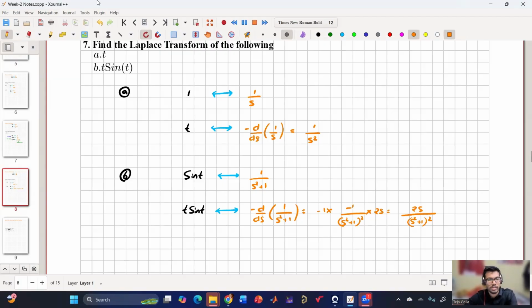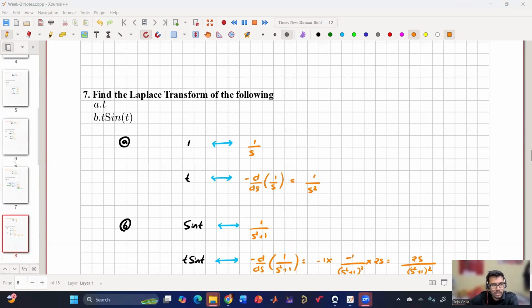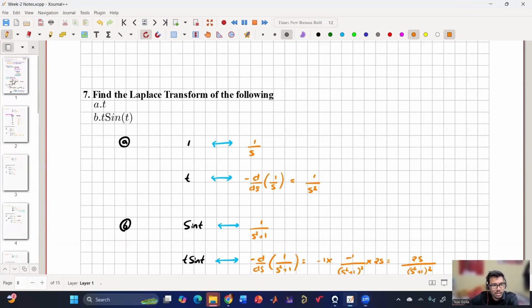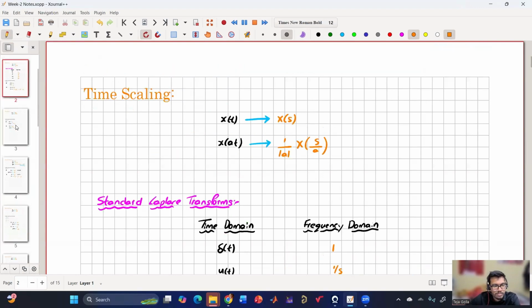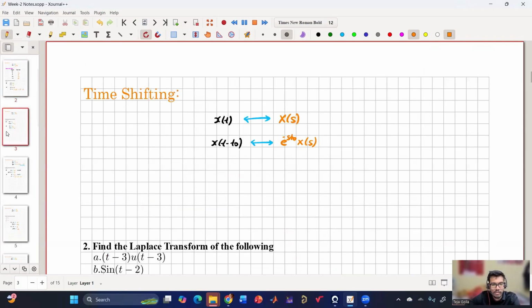Okay, I think somebody has mentioned in the chat. Yes, sir. Okay. So these are the things that we have discussed, different types of properties of the Laplace transform. I'll just briefly summarize. Time scaling, we have x of t, x of s, and x of at is 1 by mod a into x of s by a. Similarly, time shifting, if we have x of t, it is x of s, x of t minus t naught, it is e to the power minus s t naught into x of s.